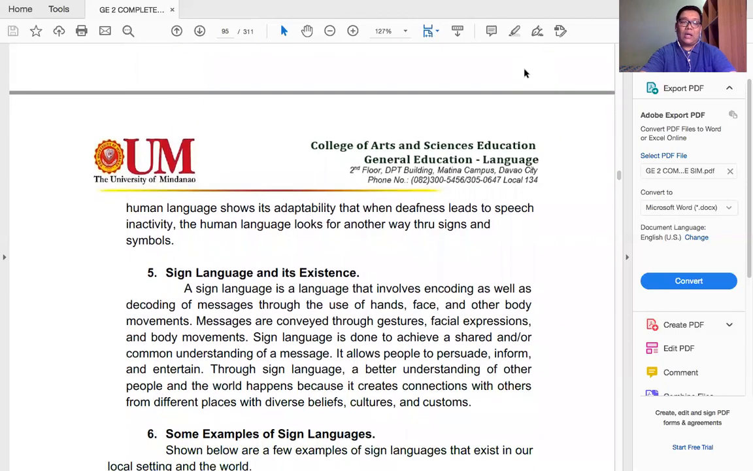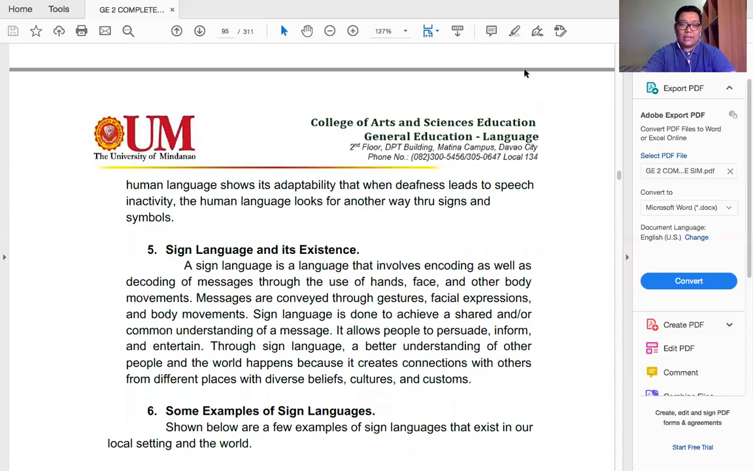Sign language and its existence. A sign language is a language that involves encoding as well as decoding of messages through the use of hands, face, and other body movements. Messages are conveyed through gestures, facial expressions, and other forms of body movements. It is done to achieve a shared or common understanding of a message. For example, a wink may signify something depending on the context of why you winked at another person.